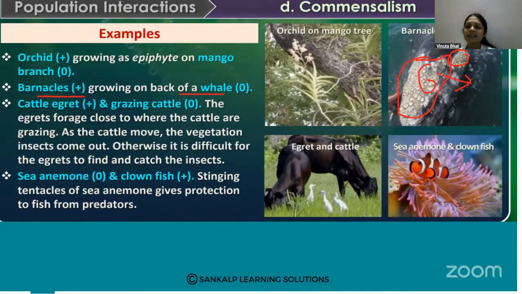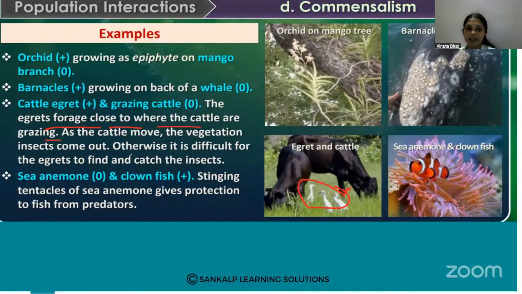Okay, the whale is neither harmed nor benefited, but these barnacles are benefited. Okay, and the egret and the cattle. This common example we can see in our day to day life is also commensalism. Here, the egrets forage close to where the cattle are grazing. So here you can see the egrets were near where the cattle are grazing.